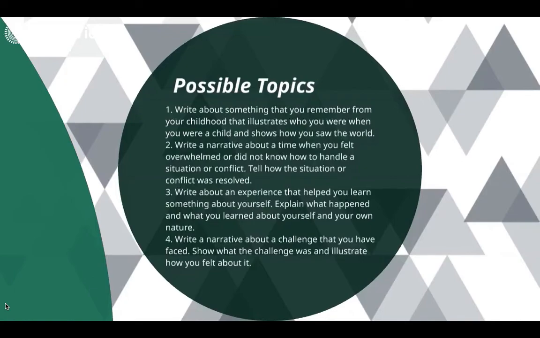Here are a few topic suggestions to get you started. Remember, you can write your narrative about any event from your life. You do not have to choose something from this list. This list is just here to help you if you are having trouble choosing a topic. For instance, you could write about something that you remember from your childhood that illustrates who you were when you were a child and shows how you saw the world. You might write a narrative about a time when you felt overwhelmed or did not know how to handle a situation or conflict, and then tell how the situation or conflict was resolved. You could write about an experience that helped you learn something about yourself. Explain what happened and what you learned about yourself and your own nature. You could write a narrative about a challenge that you have faced. Show what the challenge was and illustrate how you felt about it.